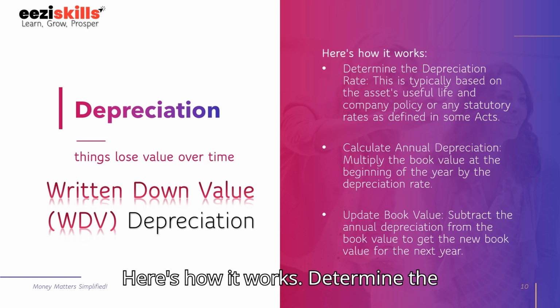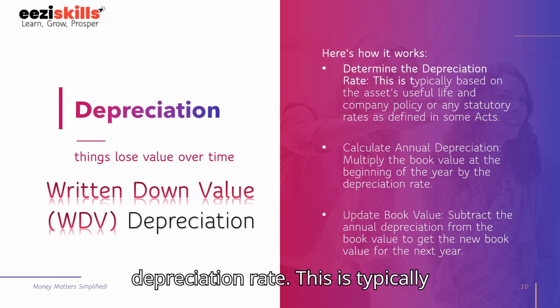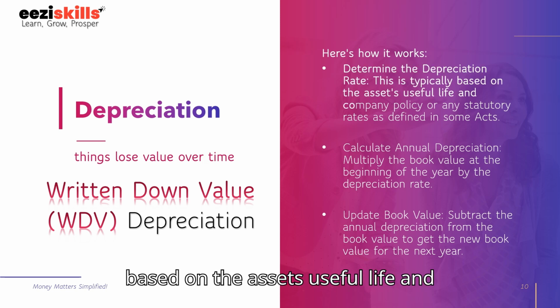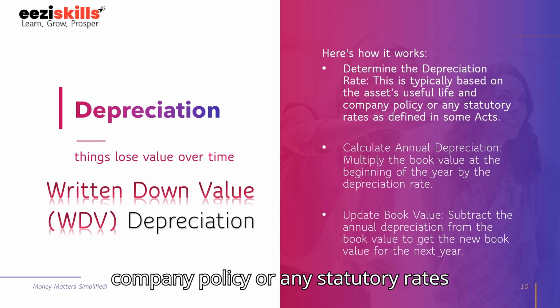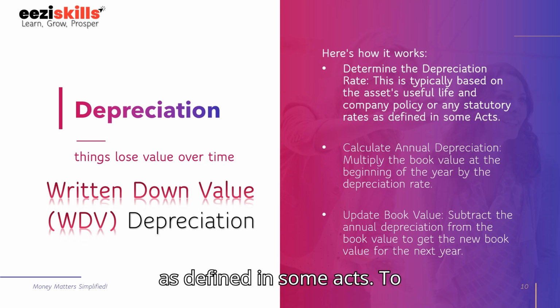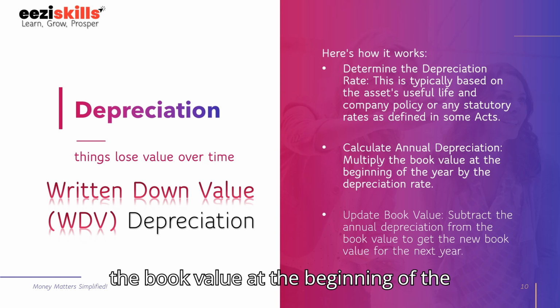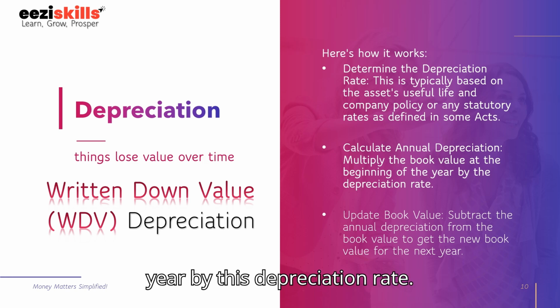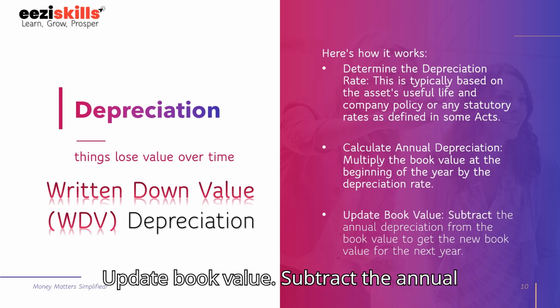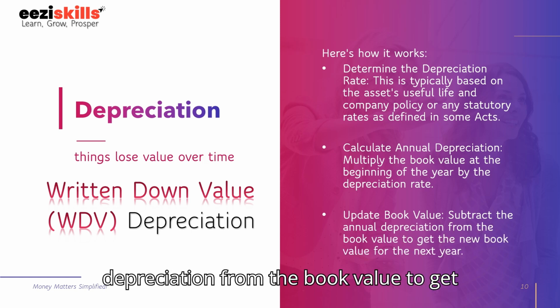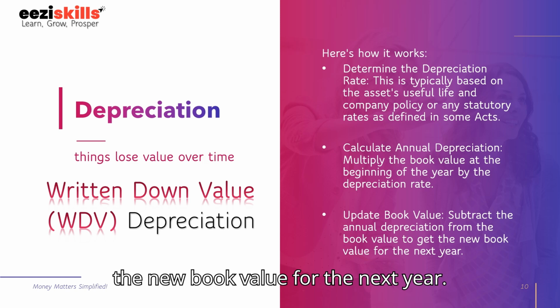Here's how it works. Determine the depreciation rate. This is typically based on the asset's useful life and company policy, or any statutory rates as defined in some acts. To calculate annual depreciation, multiply the book value at the beginning of the year by this depreciation rate. Update book value. Subtract the annual depreciation from the book value to get the new book value for the next year.